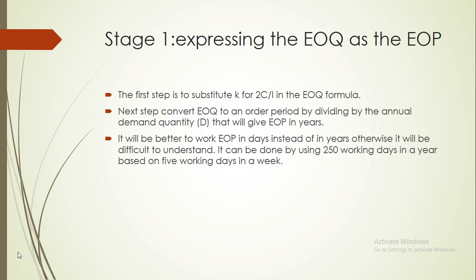The final substitution leaves us with a very simple formula for the EOP in days. From this simple formula, we can determine the average inventory held. If we know the order period, we also know how many deliveries we'll get in a year.